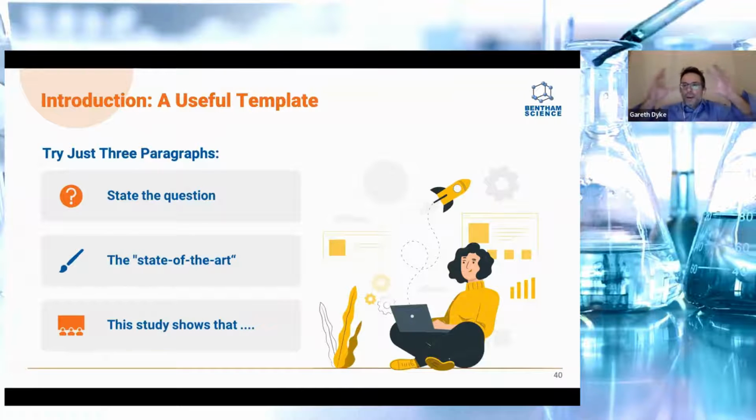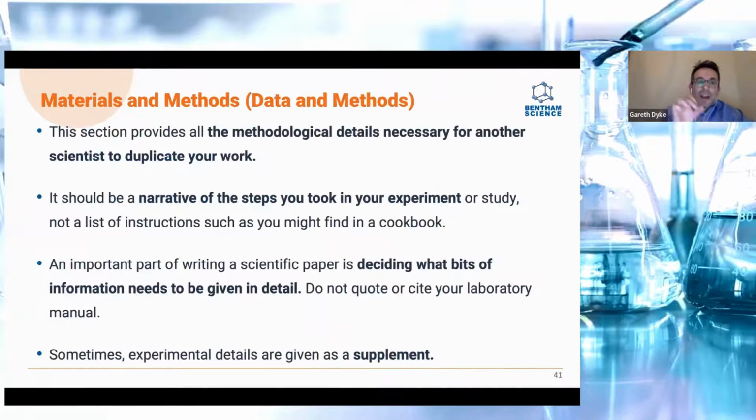So start off by stating the question. This study aims to show X, Y, and Z. Then give a summary of the best evidence, the state of the art, as we like to say from grant writing technique, and then give your readers at the end a bridge between the introduction and what comes next, which is the methods.